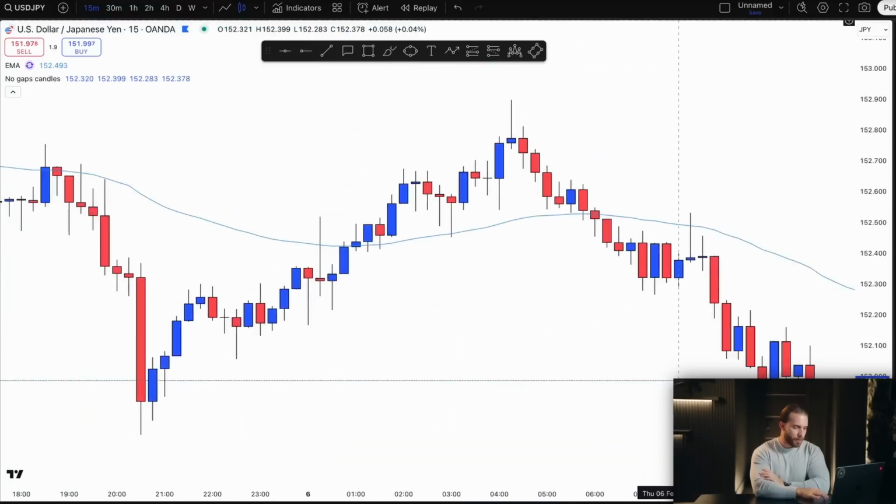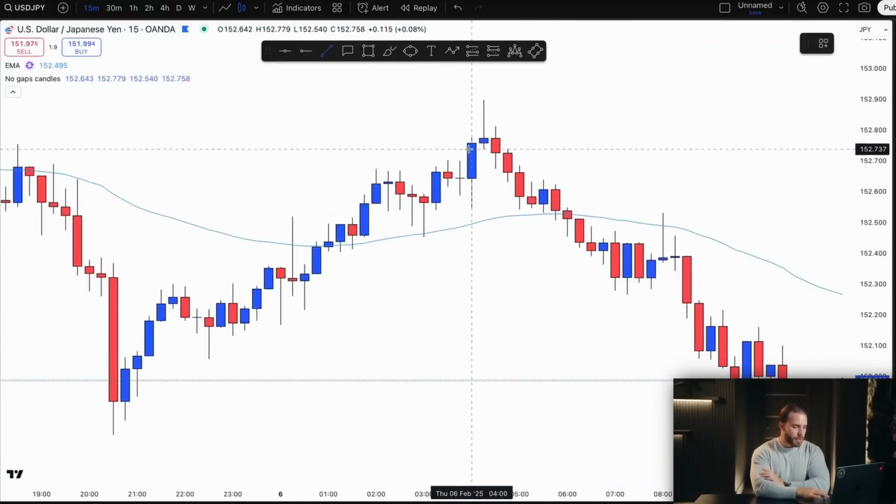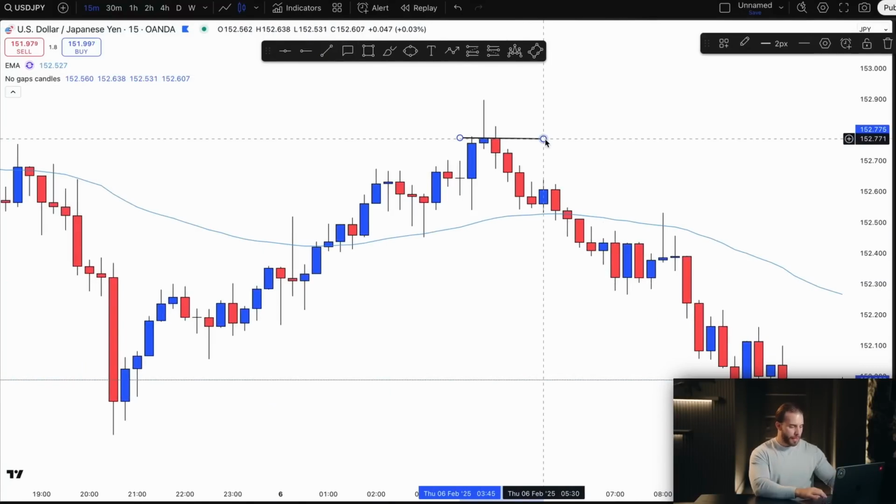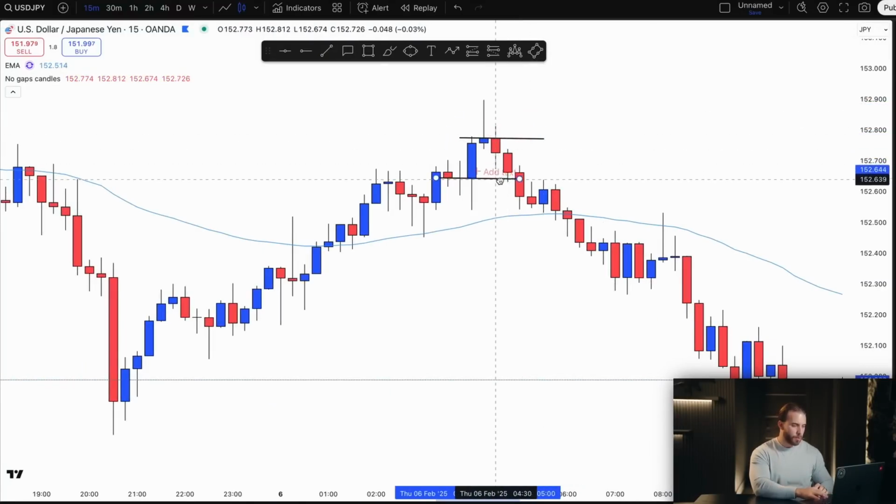If I take this to the chart, for example, let's say that this would be the higher high right here and that this would be the higher low right here.